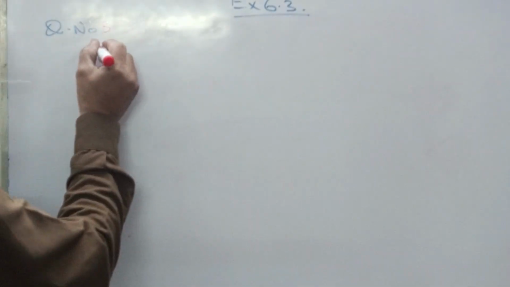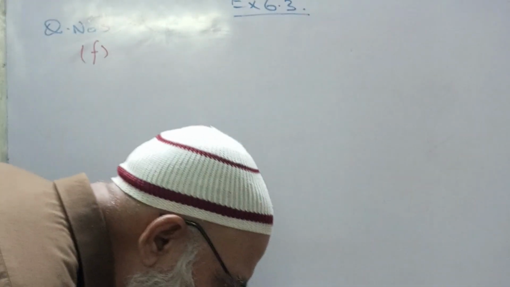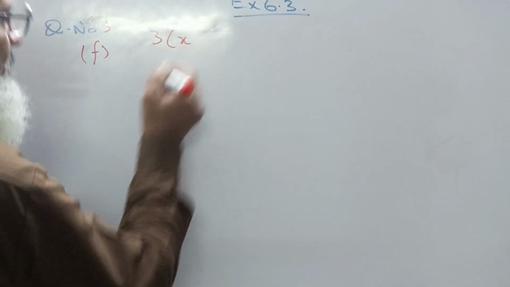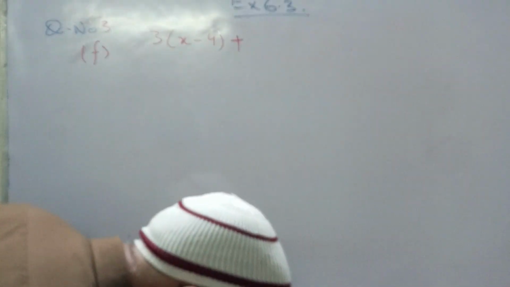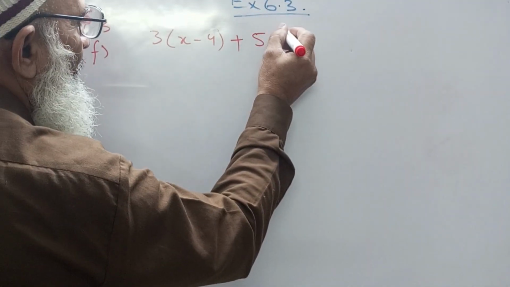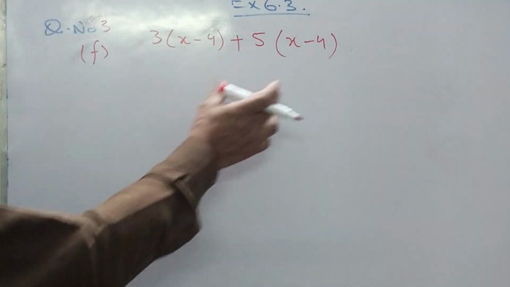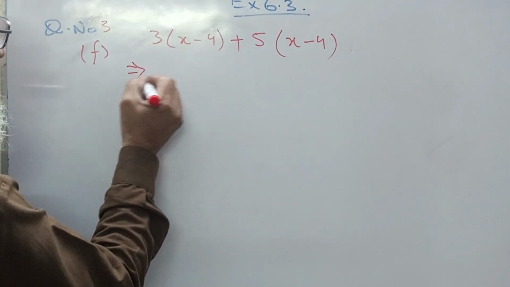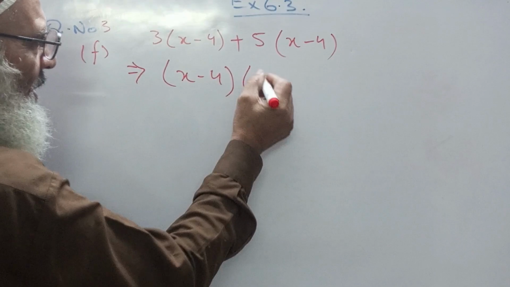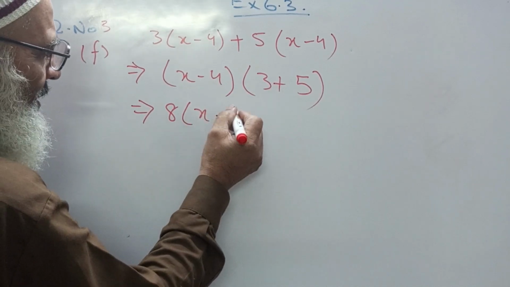Part F out of it. Now you see that we are getting some difficult questions. 3 times (x minus 4) plus 5 times (x minus 4). Very easy. I thought it would have been difficult, but it is very easy. You see that these two are common, x minus 4 and x minus 4. Okay, x minus 4 is common and 3 plus 5. It will become 8 times (x minus 4).